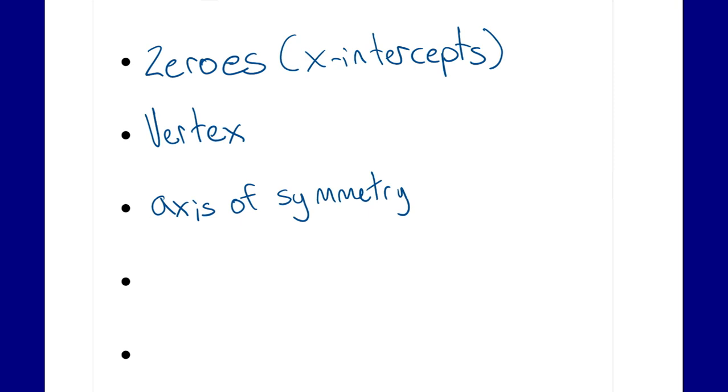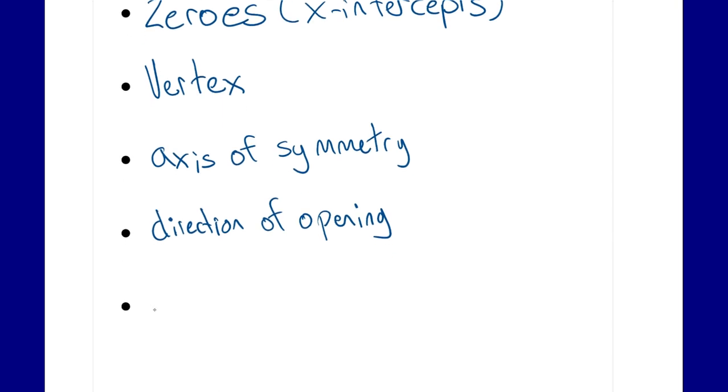We might need to know, or we probably need to know the direction of the opening. Right? We need to know which way our parabola is opening. Is it opening up or opening down? That will help us when we graph it, or at least help us know if we're on the right track. And I would say, again, our maximum or minimum value, our optimal value, again, that comes from our vertex, right?